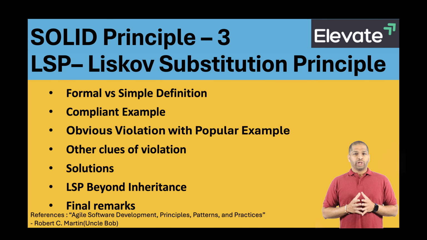Hi. Today we will be discussing the third of the SOLID principles, which is the Liskov Substitution Principle, or LSP. Let's start with the formal and simple definition of the LSP, and then we will see a compliant example for LSP. Then we are going to see obvious violations of this principle with the popular example of rectangle and square classes. Next we will see an attempt to fix the issues between square and rectangle, yet at some point it fails owing to a violation of LSP.